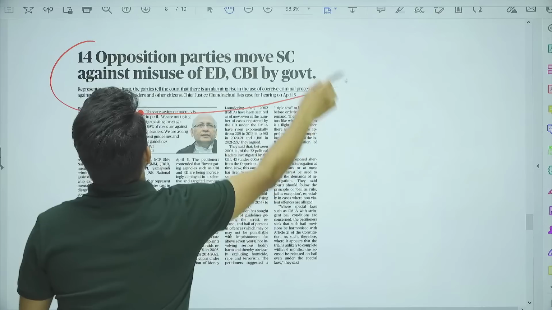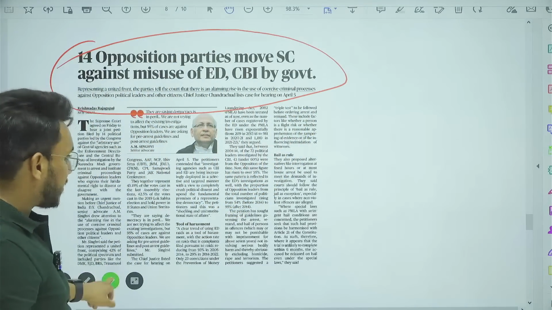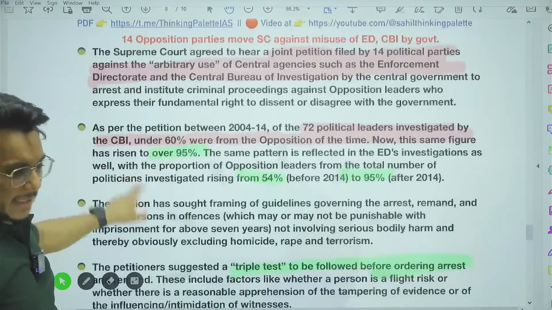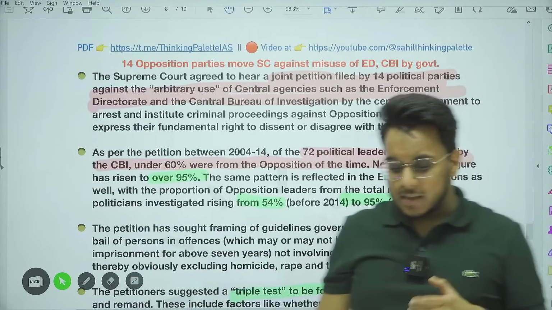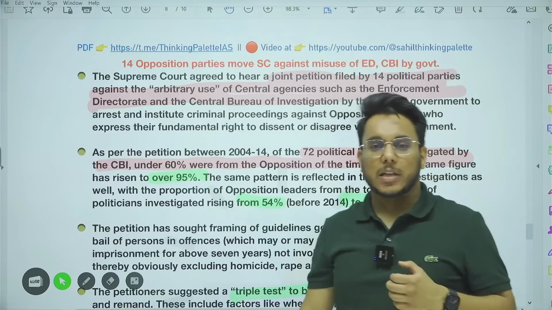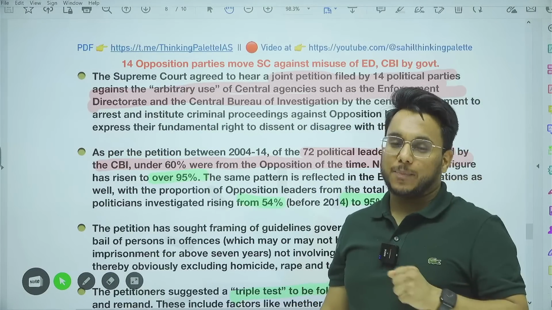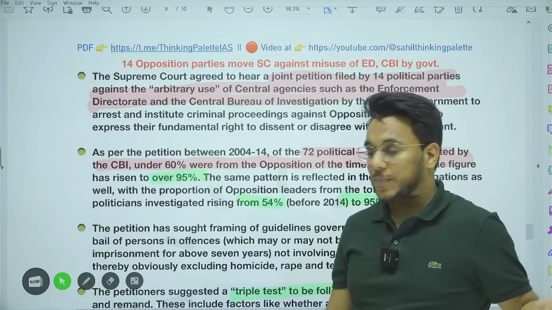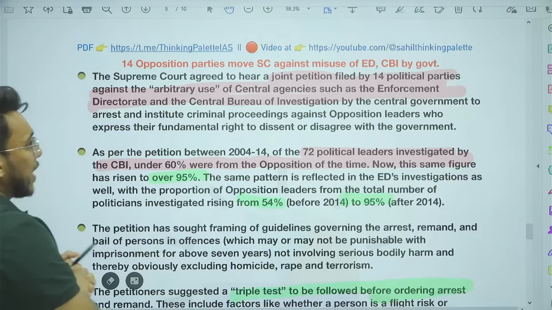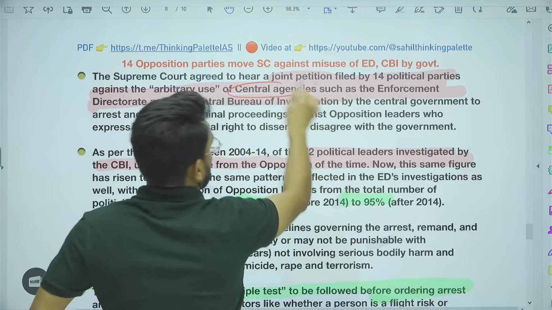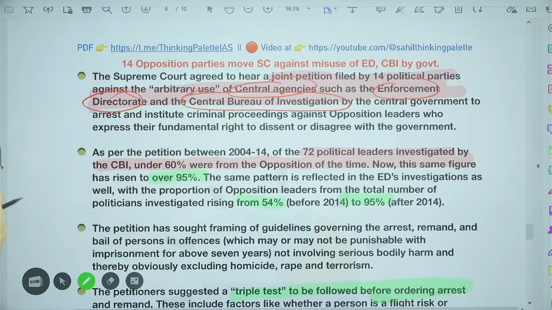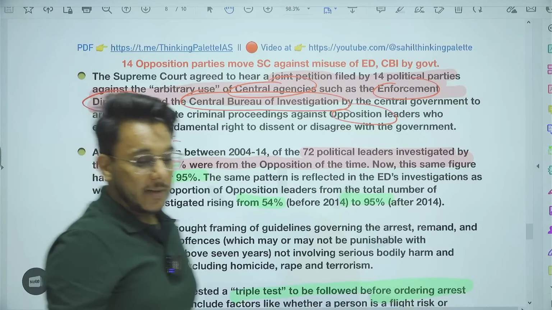The 14 opposition parties have moved the Supreme Court against the misuse of ED and CBI. First of all, not much substance is there in this particular article, but let's see some of the trends that are emerging. Many of the opposition members have said that they are being unduly targeted by the ruling government because of their different ideology, just because they are members of a different political party. It has been said that the government is using the central agencies, the Enforcement Directorate (ED) and the Central Bureau of Investigation (CBI), particularly to target opposition leaders who have expressed their fundamental right to dissent.